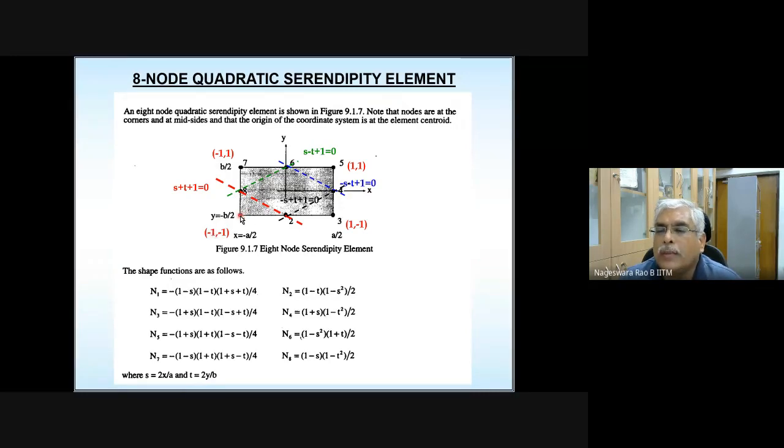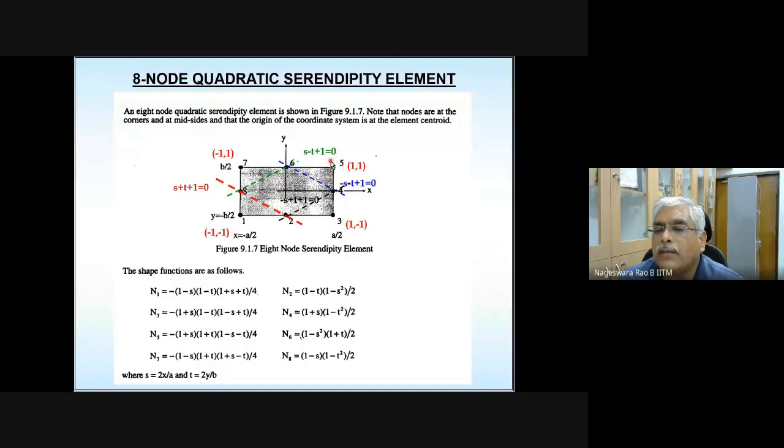You recall that whatever I explained, the same thing we are going to use here. So N1 should be equal to 1 at the location where I am showing this pointer, and it should be equal to 0 at 2, 3, 4, 5, 6, 7, 8. Okay, I need to do it carefully.